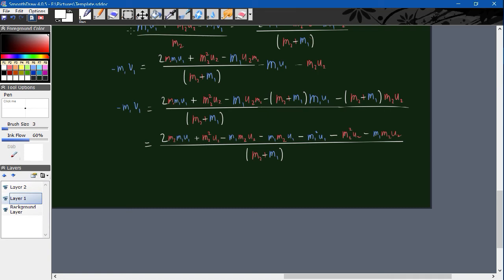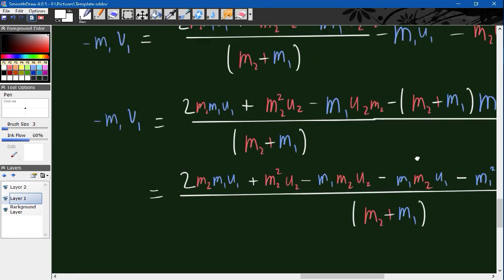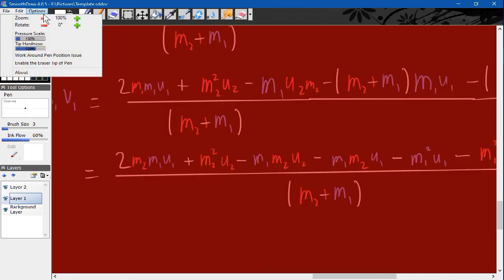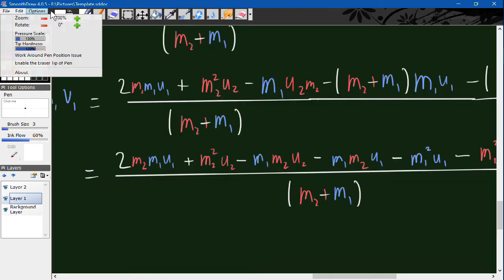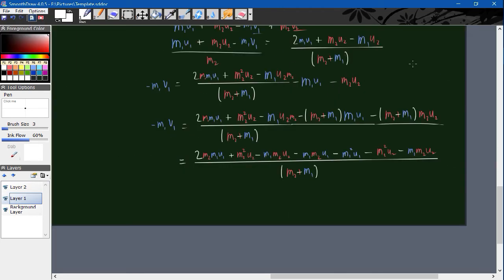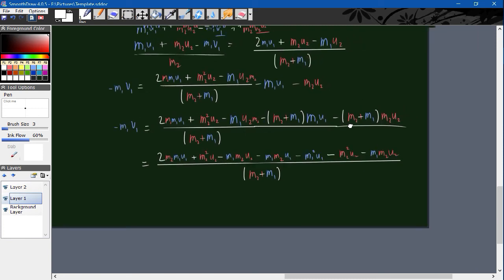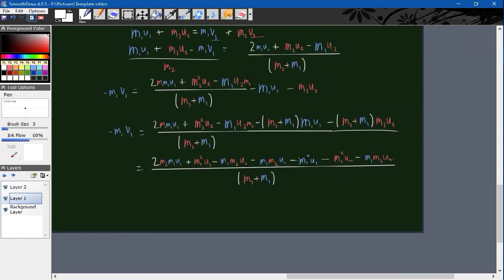Cool. And then, no, just keep it. Oh gosh, what's happening? That probably hurt your eyes. I'm so sorry. And then we could start canceling out some terms. So we have positive m2 squared u2, and we have negative m2 squared u2. So we could just cancel these out.